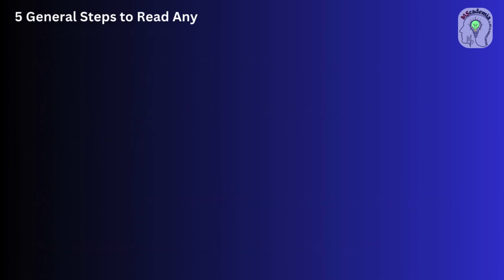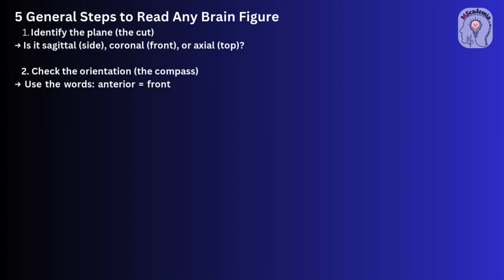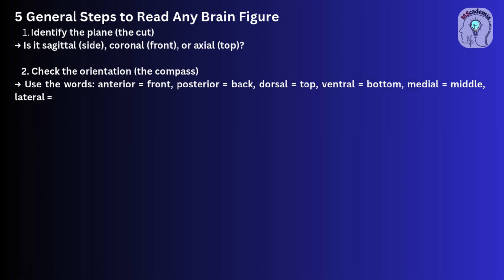Five general steps to read any brain figure. 1. Identify the plane, the cut. Is it sagittal, side, coronal, front, or axial, top? 2. Check the orientation, the compass. Use the words: anterior equals front, posterior equals back, dorsal equals top, ventral equals bottom, medial equals middle, lateral equals side.